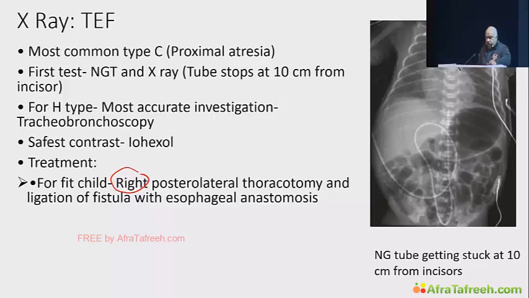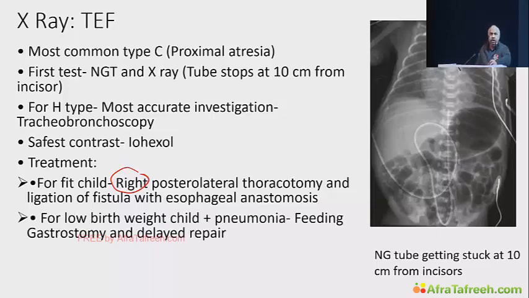Ligate the fistula and do the anastomosis. And if the child is unfit, like he's sick, has low birth weight and pneumonia, then we do just a gastrostomy. Put a tube in the stomach so that you can feed the child and do the definitive repair later on. This is also an old question of NEET. The child is sick in TEF. What is the first step? Just a tube gastrostomy, temporary tube gastrostomy, and we'll treat later on. Whenever he's fit, we feed the child, wait for 1 week, 1 month, it depends. Whenever he's fit, then you go for surgery. So, for a fit child, we do right posterolateral thoracotomy and repair, and for sick children, we do gastrostomy and later on definitive surgery.